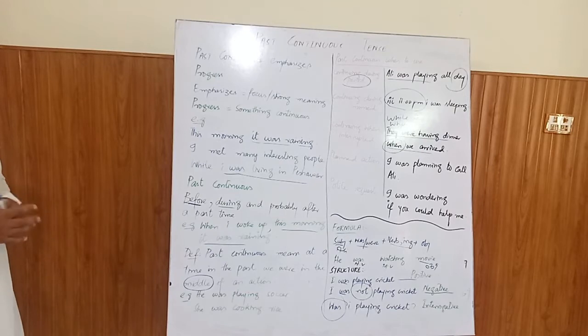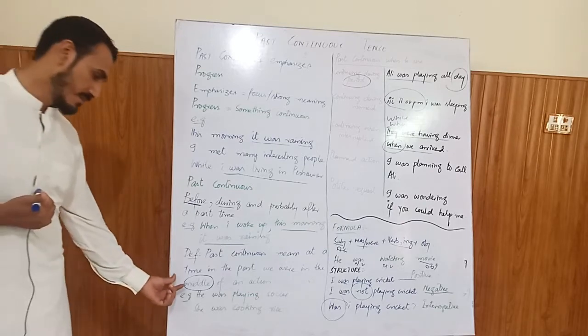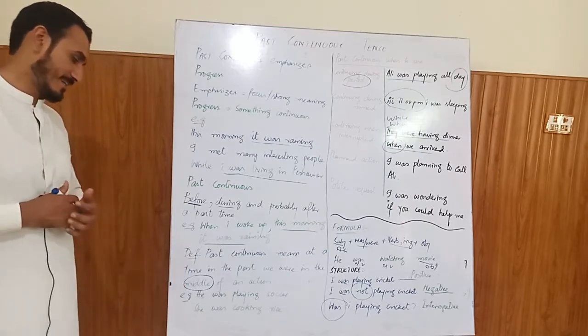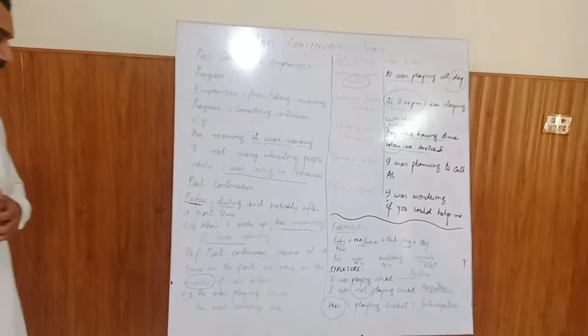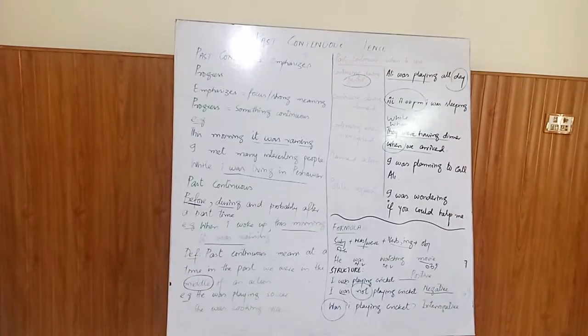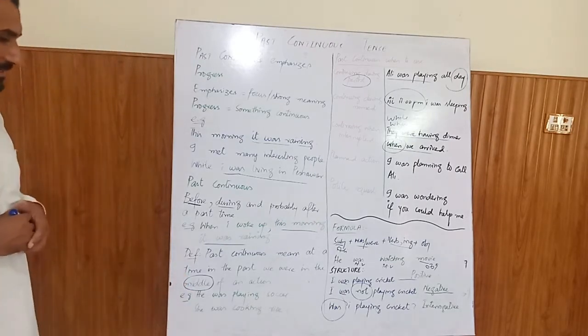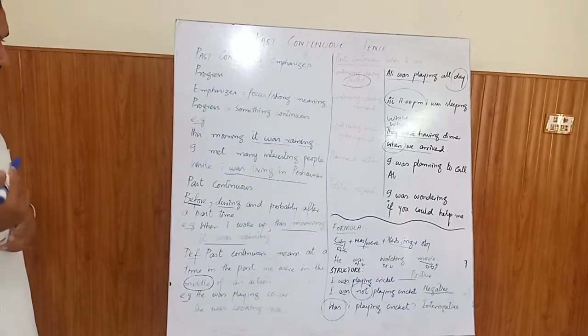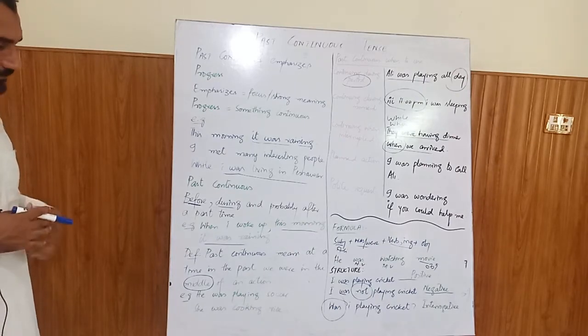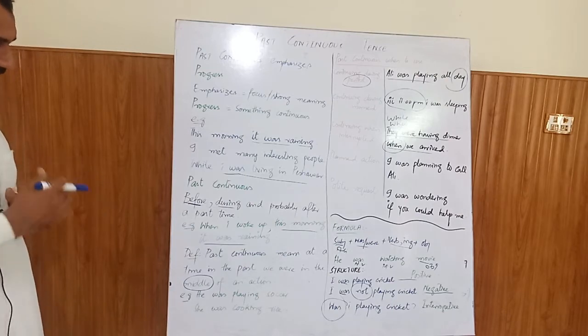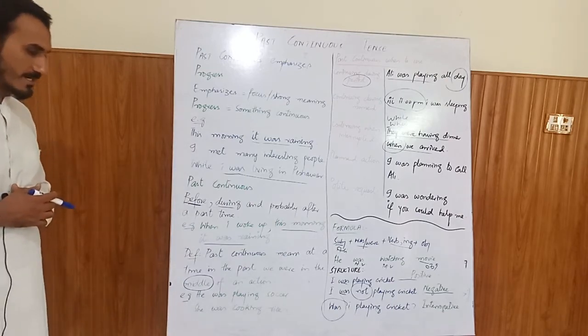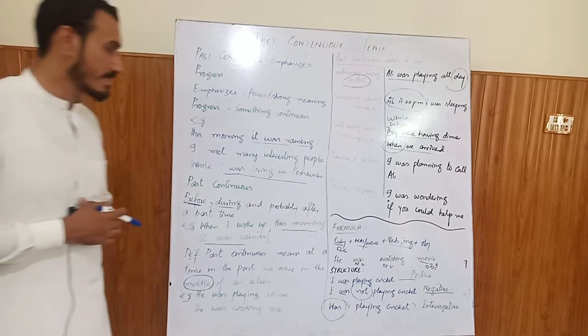Clear? And past continuous means at a time in the past we were in the middle of an action. So it represents the middle of an action. He was playing soccer. So this is the middle of an action. The action started and finished in the past but it was continuous. She was cooking rice.